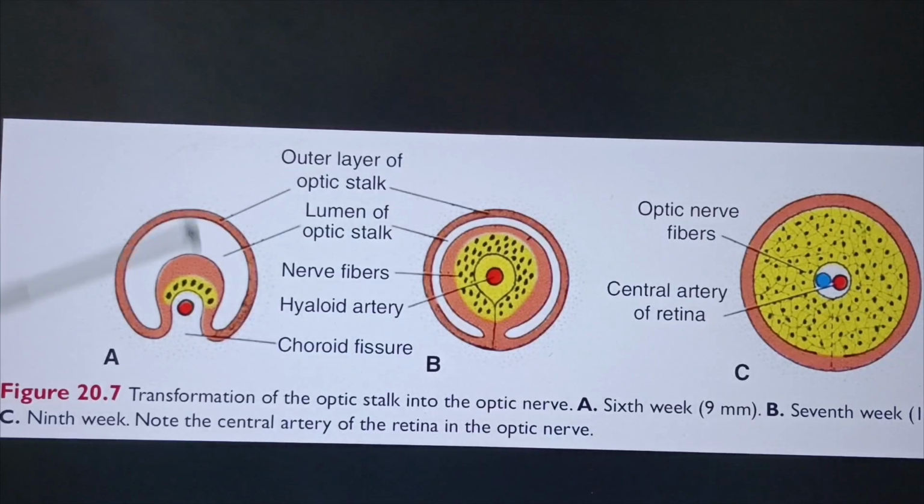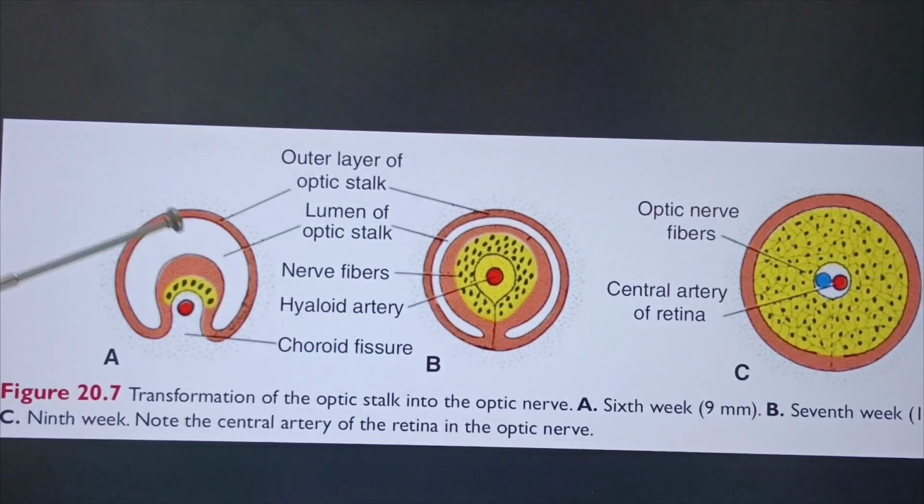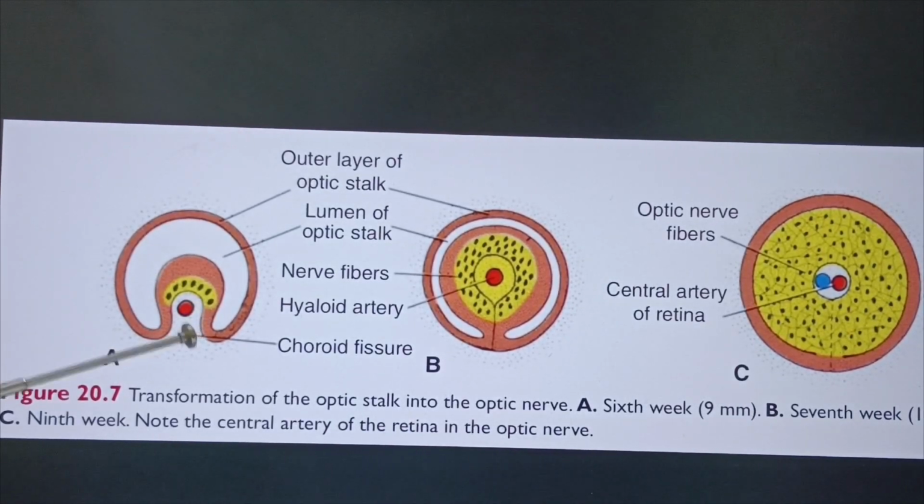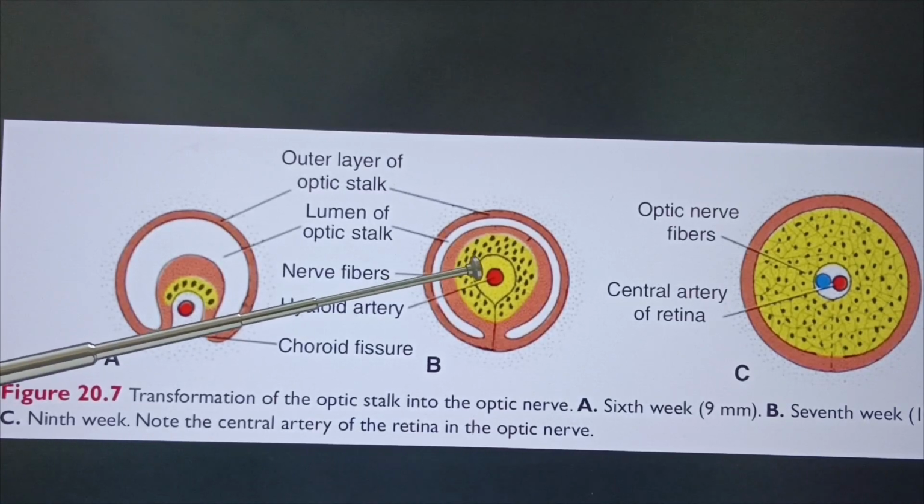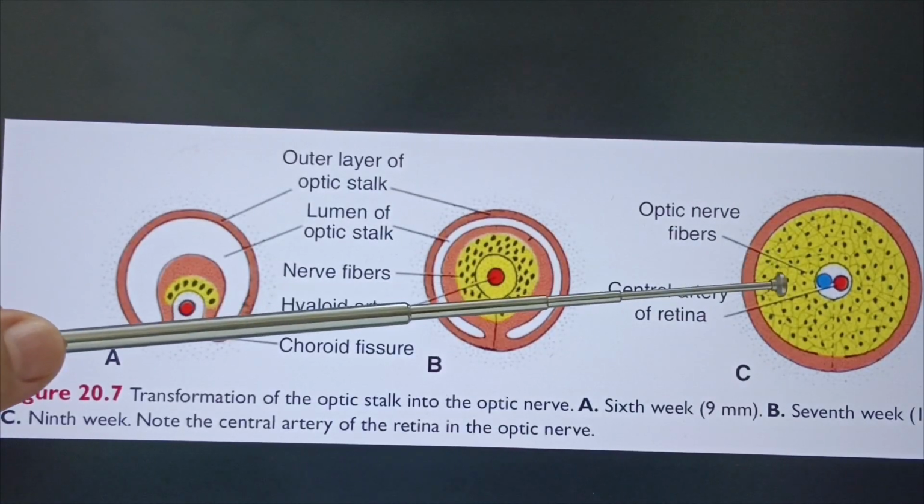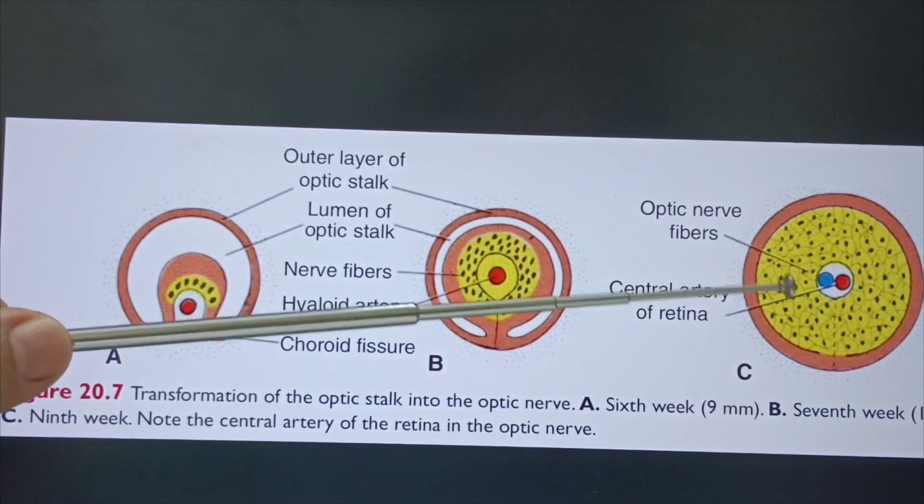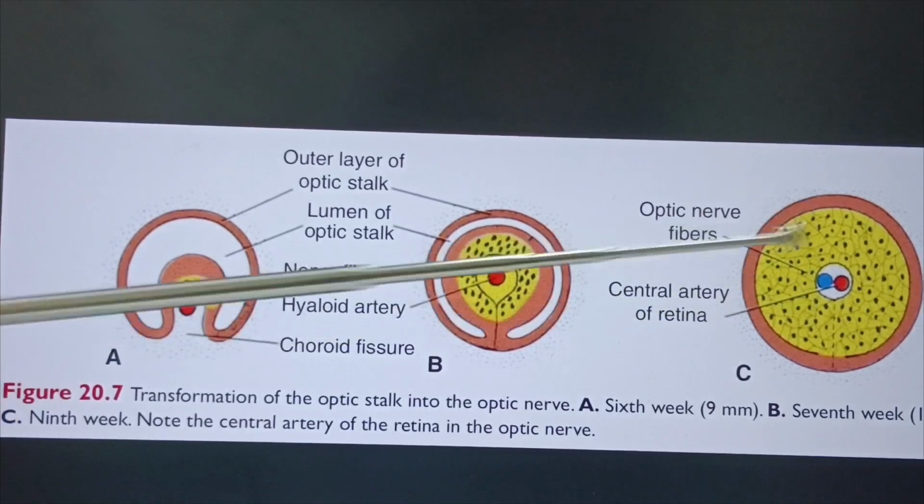Now see that these are the two layers of the optic vesicle, and we see in the choroid fissure the location of the hyaloid artery, and then you can see the number of nerve fibers increasing with time, and during the 7th week and then in the 9th week the number has increased to the maximum level, and they are going to form the optic nerve finally.